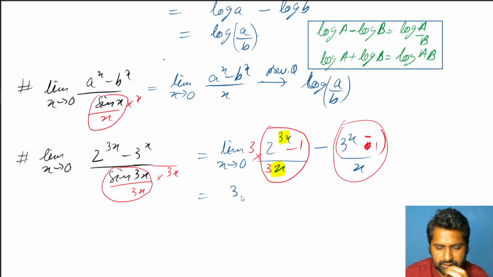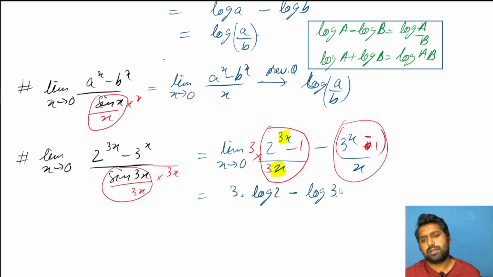So 3 into this becomes log 2 minus log 3 separately. This time we cannot combine. Remember that log a minus log b can only be done if the coefficients of log is 1. It is 3 log 2, so you cannot do this. You cannot adjust it.